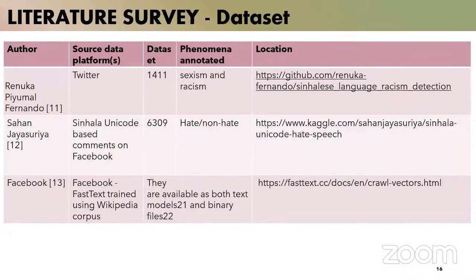Specific data sets for Sinhala, as expected, are scarce. Renuka Pumal Fernando annotated a corpus of 1,411 Twitter data on sexism and racism. Sahan Jayasuriya annotated a 6,309 Facebook data set as hate or non-hate. Facebook also provides users with fastText built on a Wikipedia corpus. However, hate speech domain-specific data is very scarce.